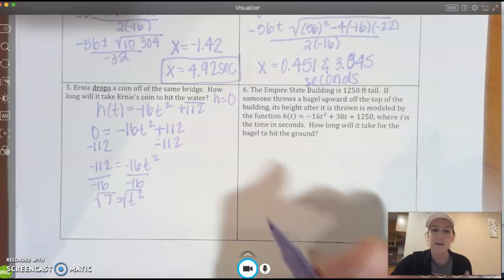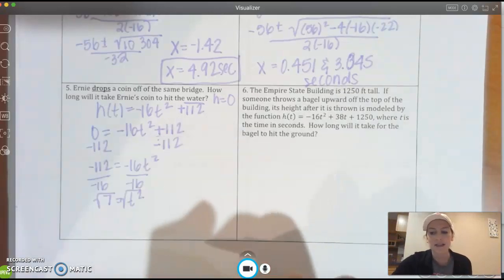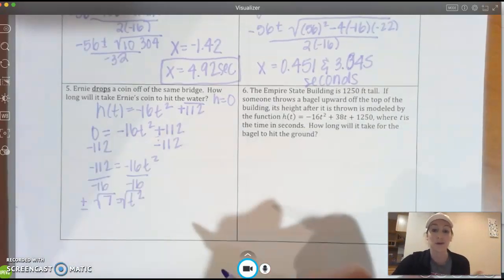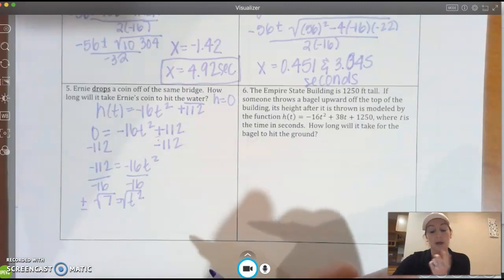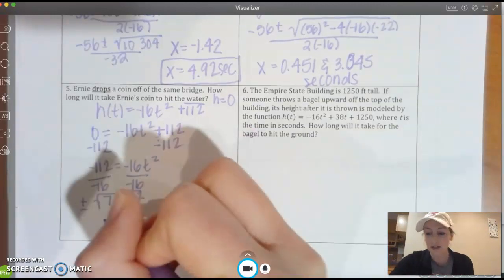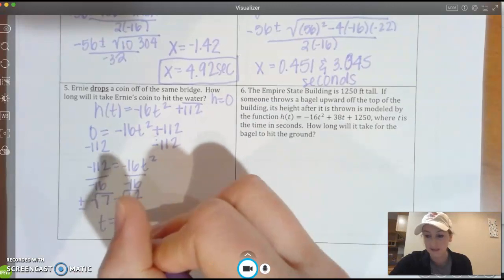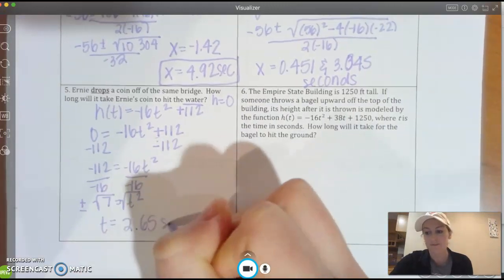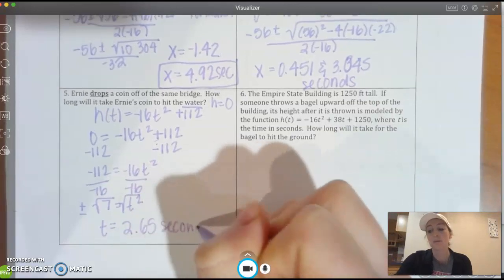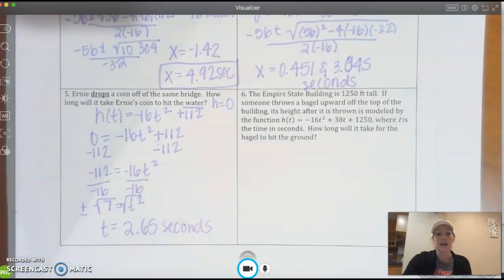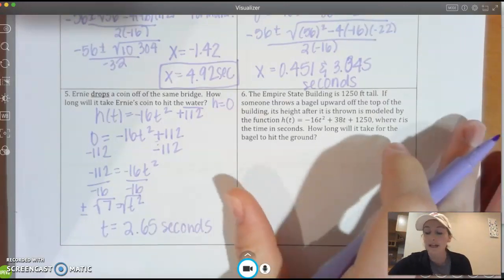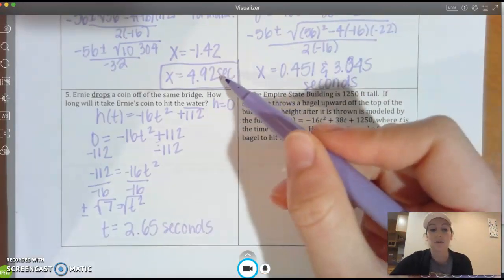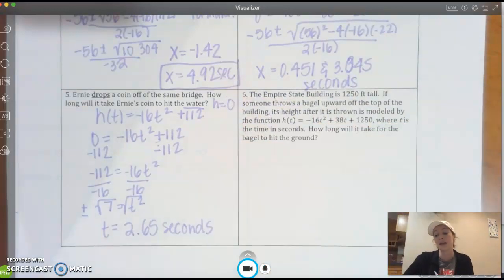But if I get plus or minus here, does negative make sense with time? No, it doesn't. We can't go backwards in time. So we would say that t equals the square root of 7, which is 2.65 seconds. So it would take 2.65 seconds for it to hit the water if it was just dropped. That's a lot different than before, when we said it's going to take 4.92 seconds if you were to throw it with that velocity. But if it was just dropped, it would be a lot shorter.